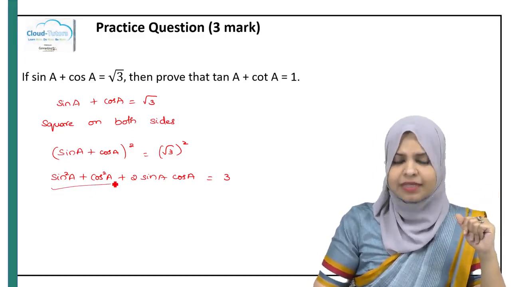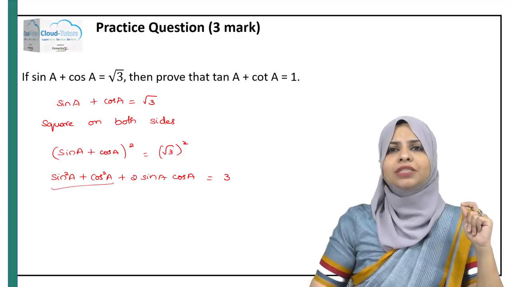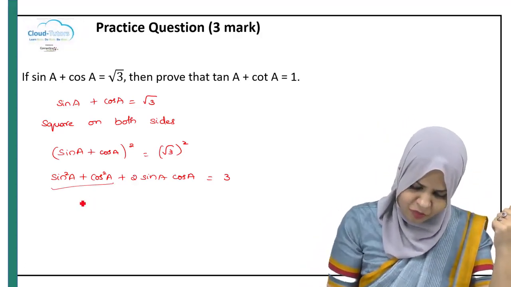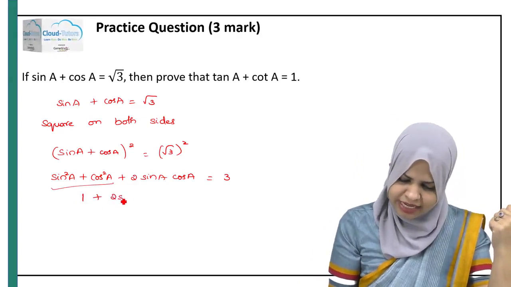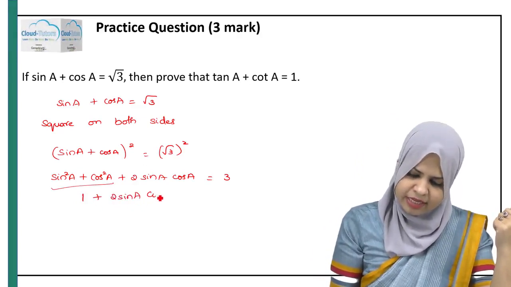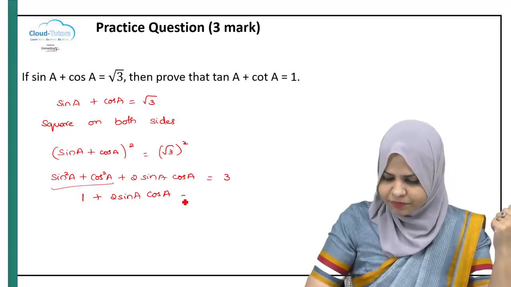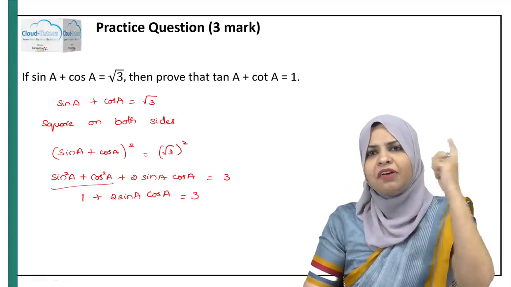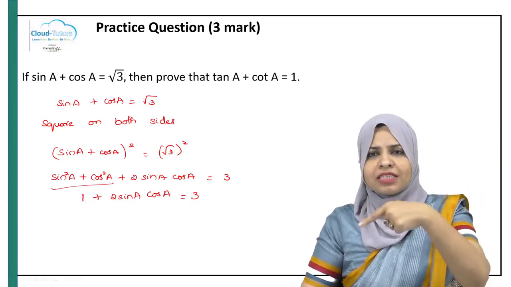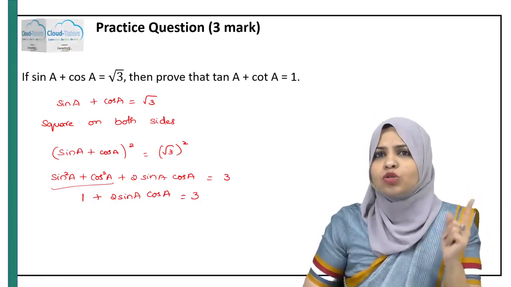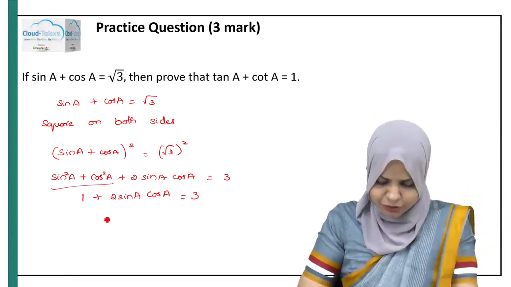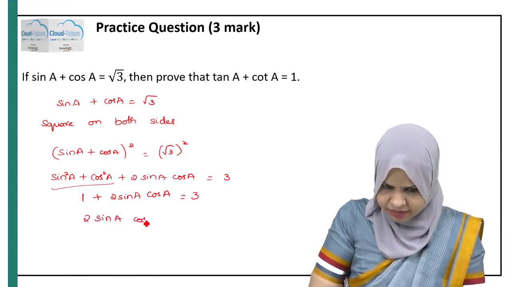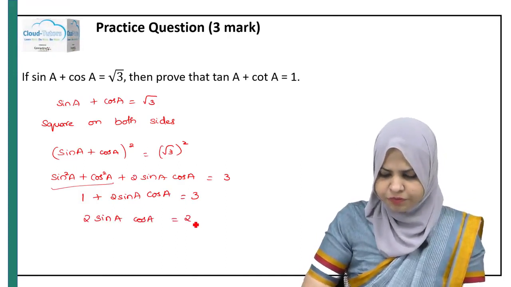And we know that sin²A + cos²A is how much? You are right, it is 1. So 1 + 2 sin A cos A is equal to 3. Now I will transpose this 1 to the other side. What happens? When plus 1 goes to the other side, it becomes minus 1. So 3 minus 1 is, right, 2. 2 sin A cos A will give you 2.